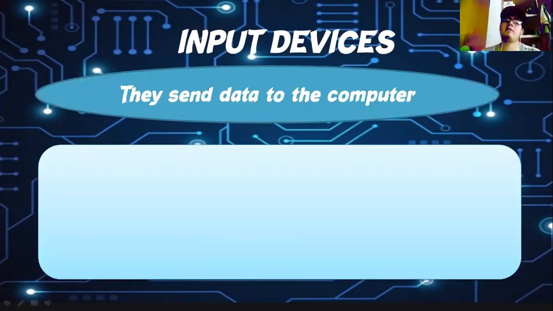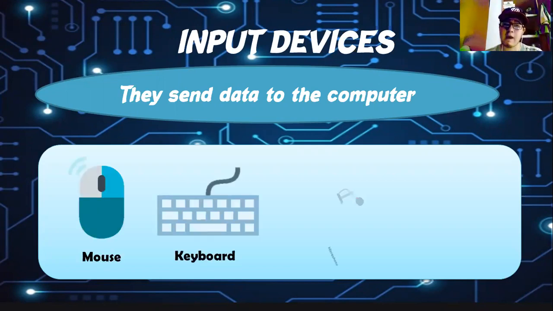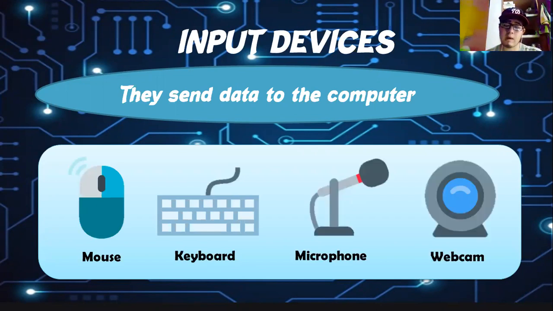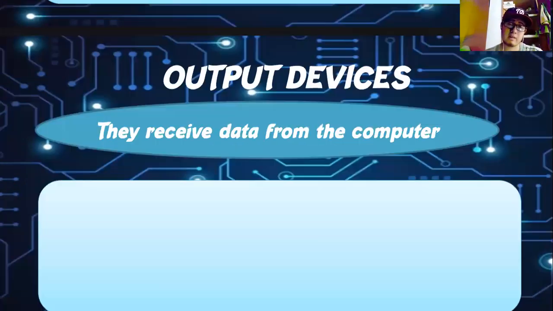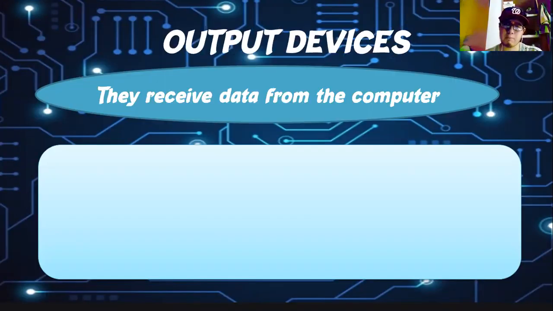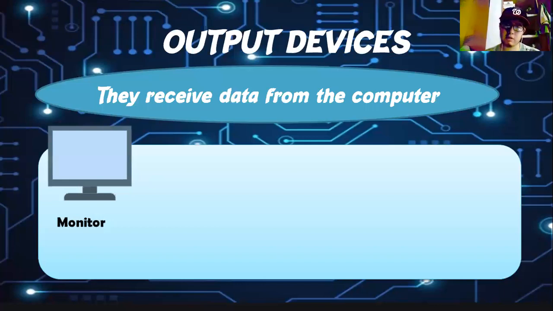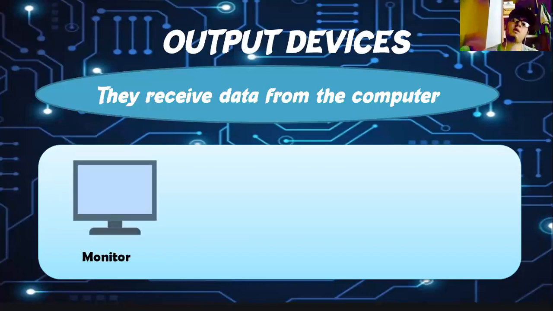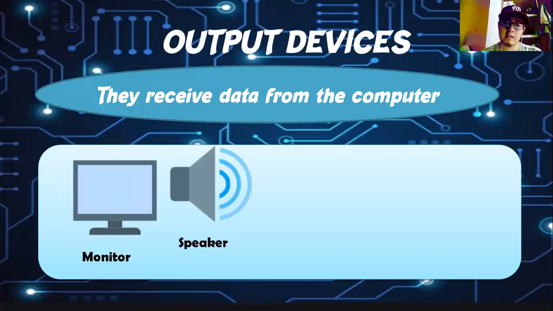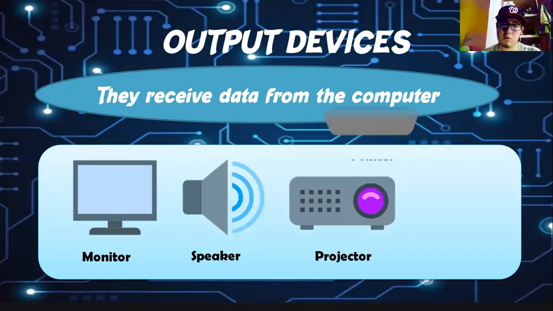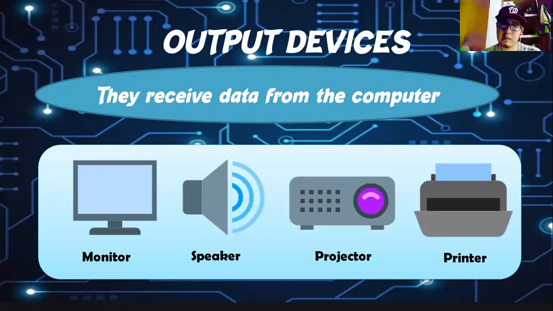The input devices are devices which send data to the computer. For example, we have our mouse, the keyboard, the microphone, or webcam. These are just some examples. Output devices receive data from the computer, like for example, the monitor, the speaker, the projector, or a printer.